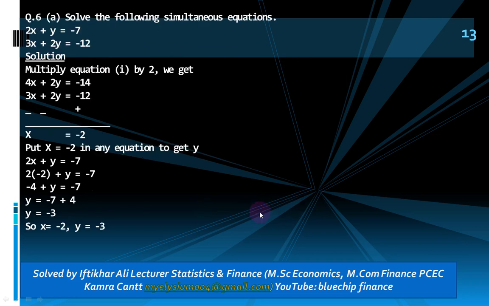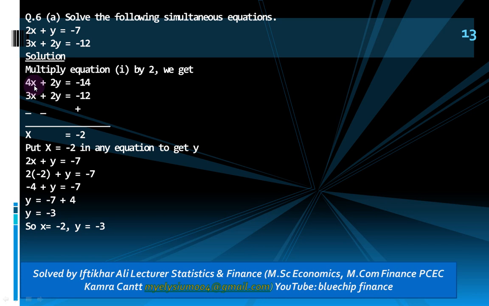18. Question number 6 is that solve the following simultaneous equation: 2x plus y equals to minus 7 and 3x plus 2y equals to minus 12. So first of all, we will eliminate one variable. So we want to eliminate y. It's up to you, either you cancel x or y. Here I decided to cancel y, so I multiply equation number 1 with 2 to eliminate y.